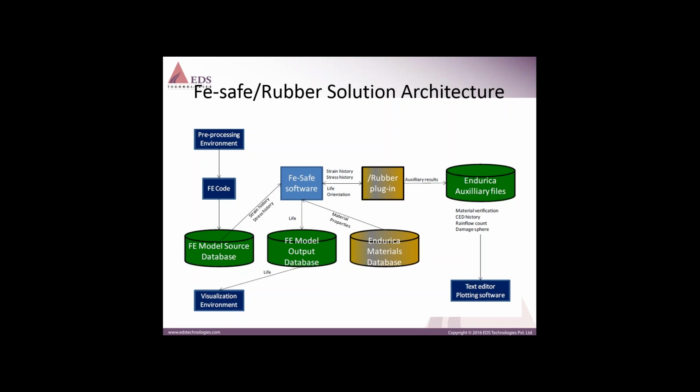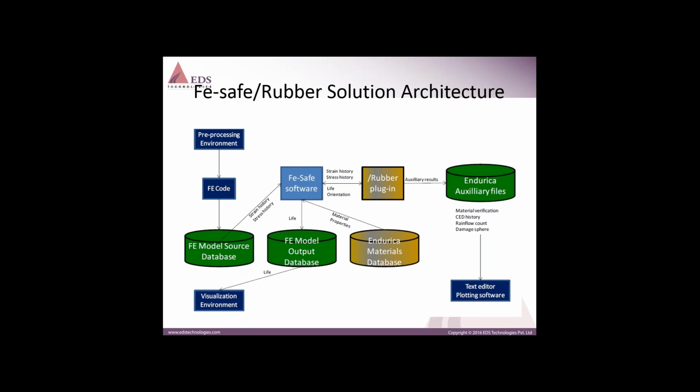Now let us understand these auxiliary files. These are some intermediate variables which are calculated during the FSAF Rubber analysis process. This can be used to provide information related to fatigue failure of the process. For example, if you want to know what the history of the damage parameter is due to the defined loading, or at a critical location, you will get it in the Endurica auxiliary files.